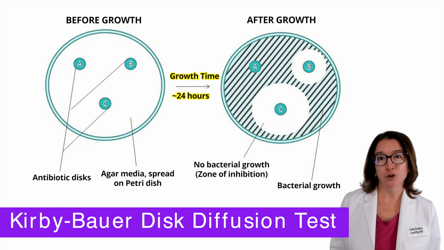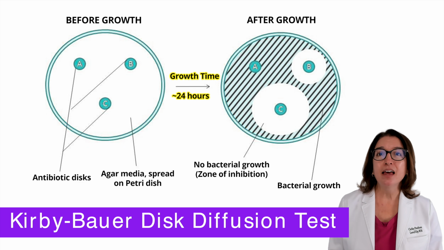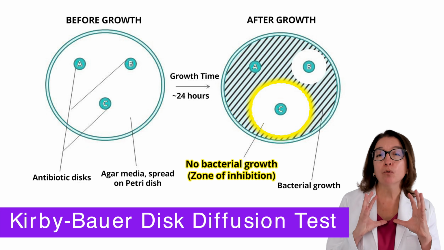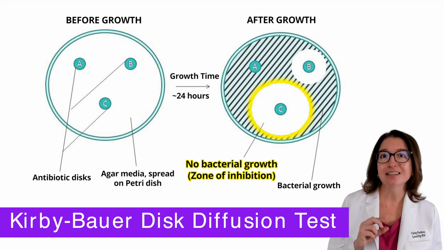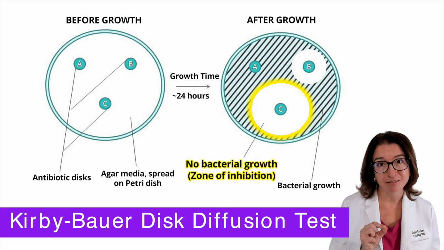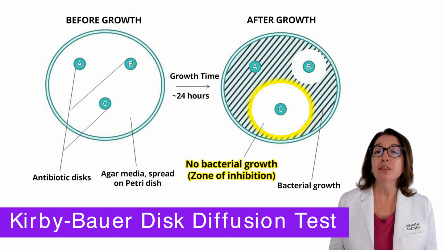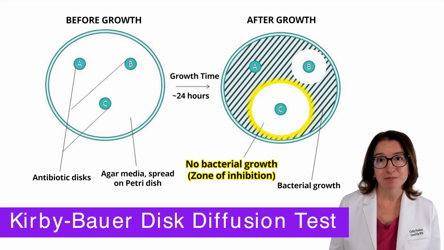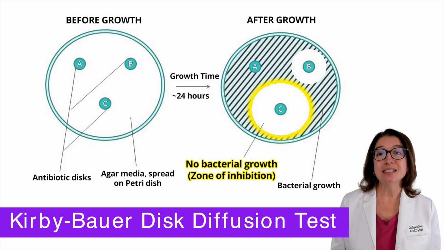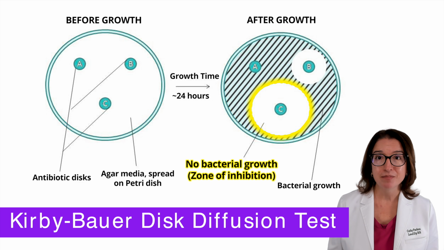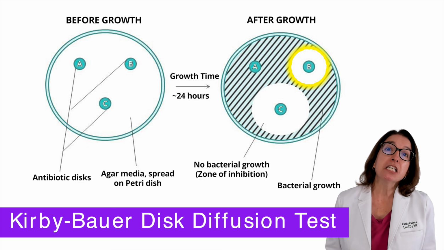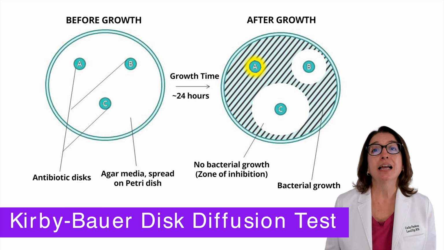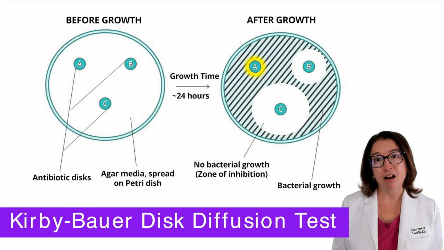If an antimicrobial drug is effective, then a large clear area around the disc will be observed. This is the zone of inhibition. And the larger the zone, the more effective the agent is. So in this example, you can see that antibiotic C was the most effective at inhibiting this particular bacteria. Antibiotic B was somewhat effective, and antibiotic A was not effective at all.